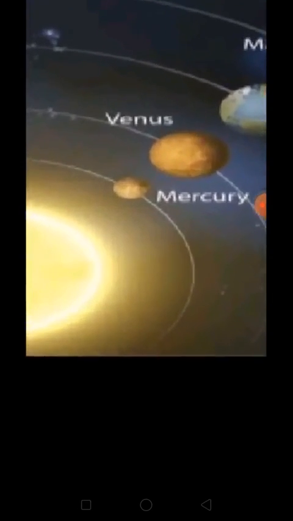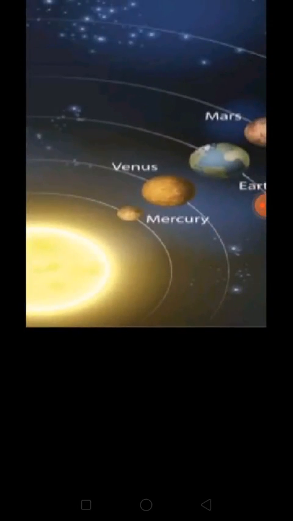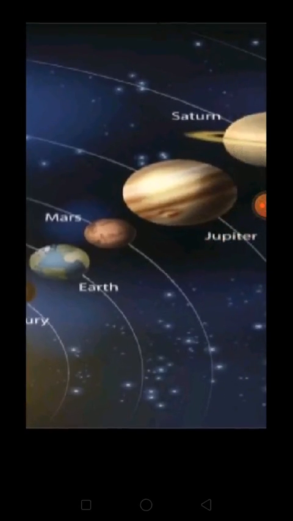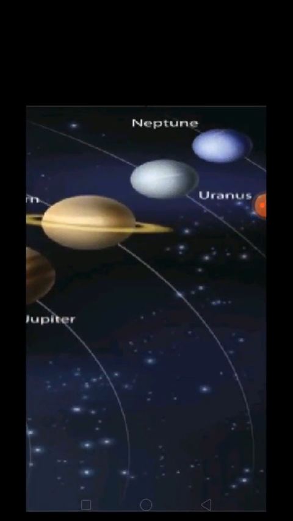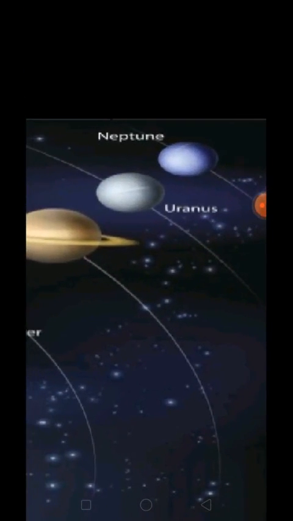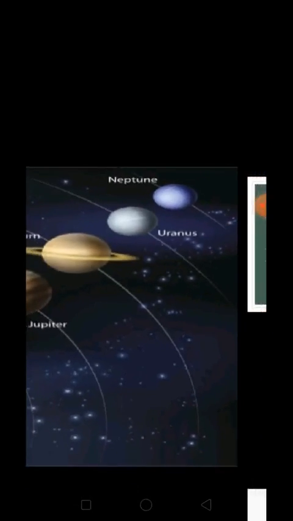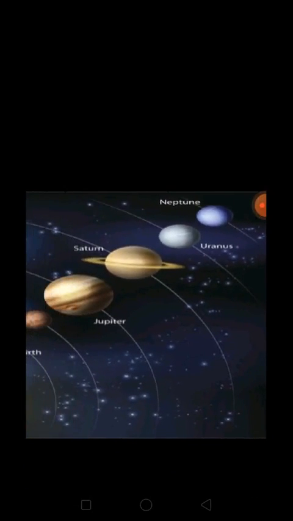In the increasing order of the distance from the sun, the 8 planets are as follows. The first one is Mercury. You can see, closer to the sun is the first one, that is Mercury. Then Venus, then Earth, then Mars, and then Jupiter, Saturn, Uranus, and lastly Neptune. Understood? These are the 8 members of our planetary system.